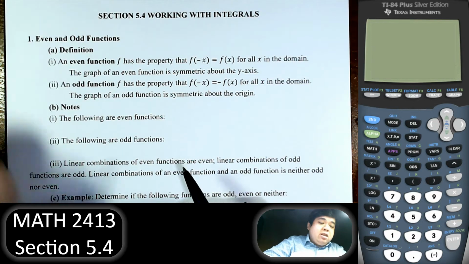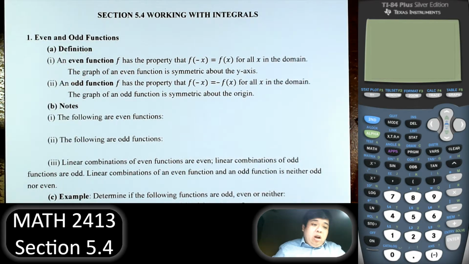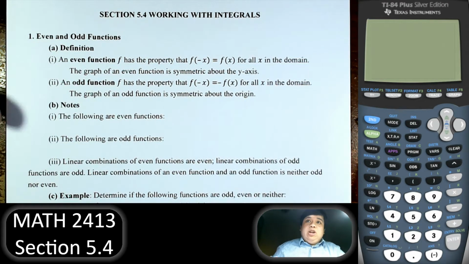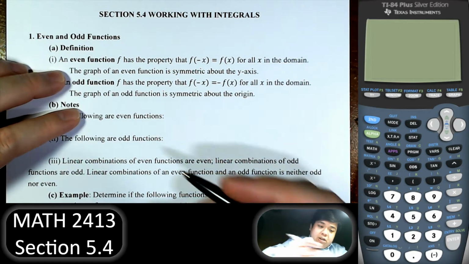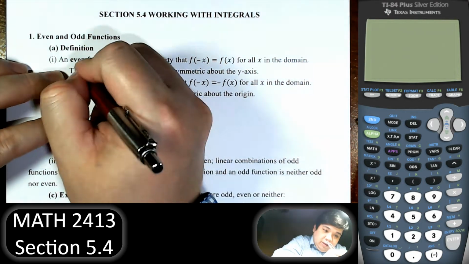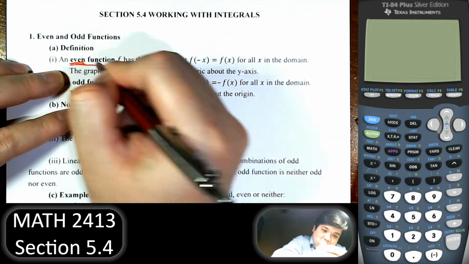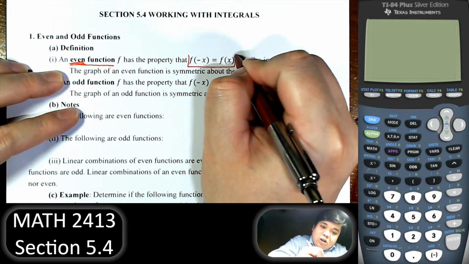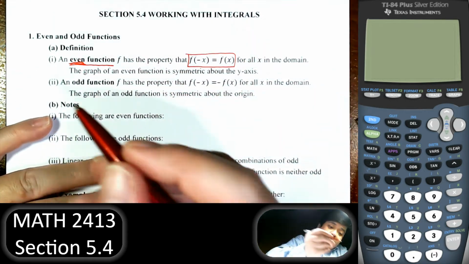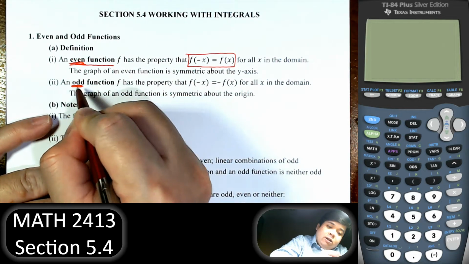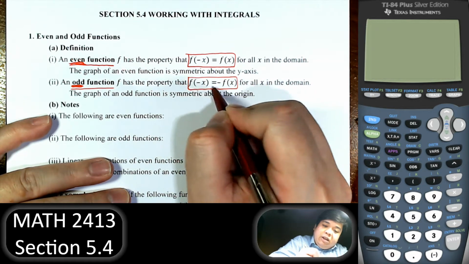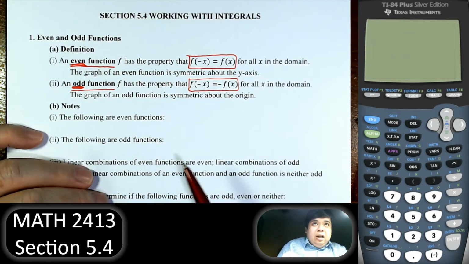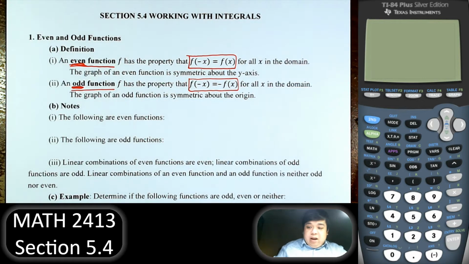First, taking advantage of even and odd will help us in the integration by a lot. Definition: an even function is a function where f of negative x is the same as f of x. An odd function is where f of negative x is equal to negative f of x. So that's nice and all, but also important.